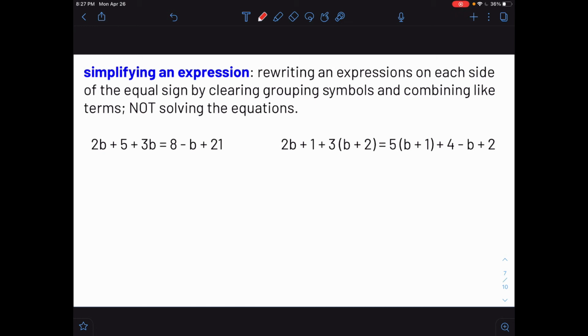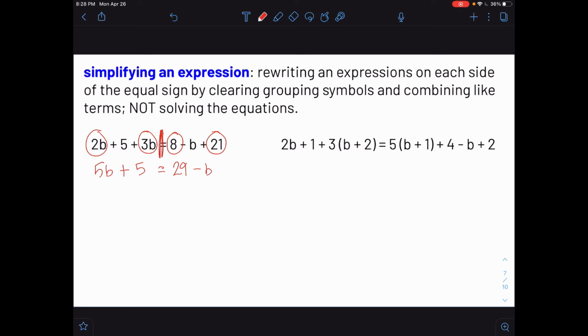So here's my equal sign. I think of that as kind of the division of that balance. And I can see I have a 2b and a 3b. So I can combine those to be 5b, and then I have that constant 5. And then I have my equal sign, and on the right side of the equation, I have an 8 and a 21 that I can combine to be 29 minus b.